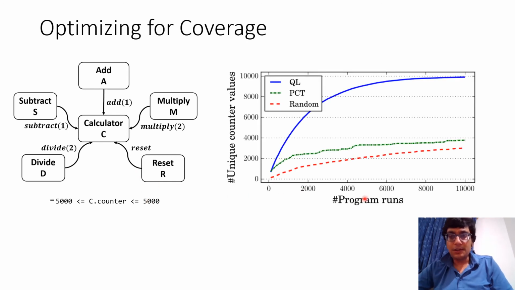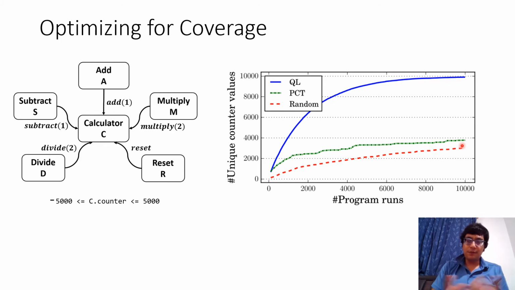So if we plot the number of uniquely visited counter values for the different scheduling algorithms, we find that QL almost observes all the 10,000 unique counter values, whereas PCT is the next best, observing only around 4,000 unique counter values. Why did this happen?